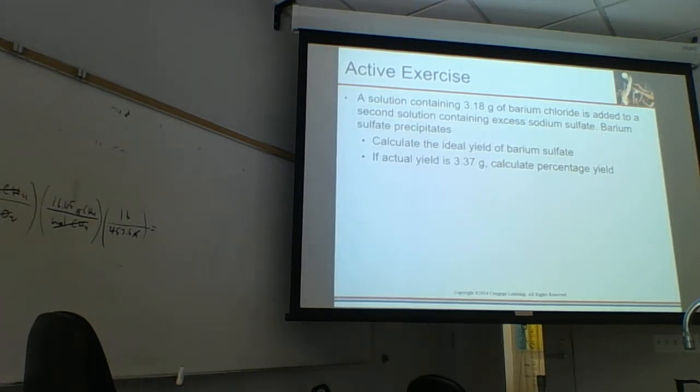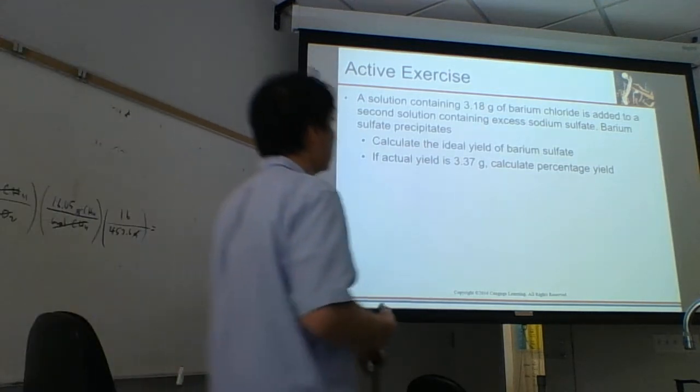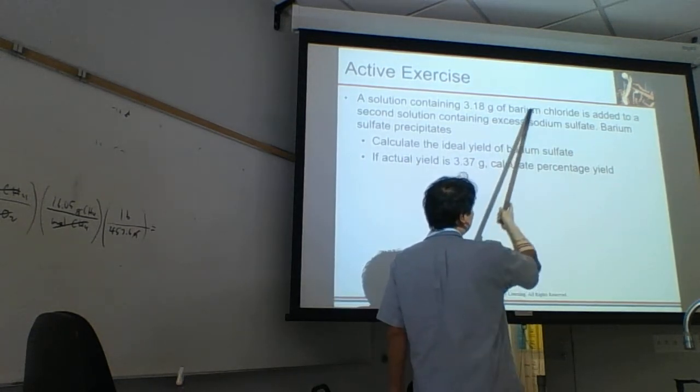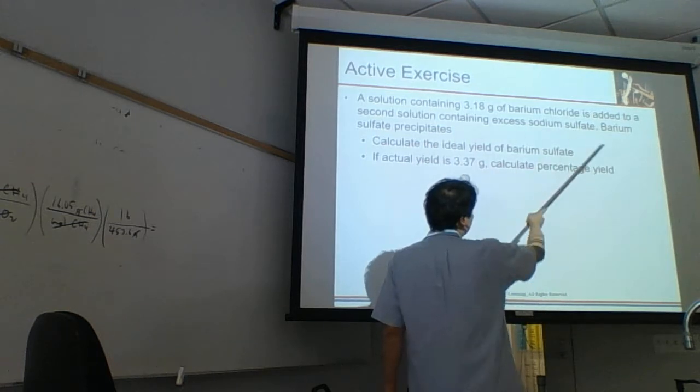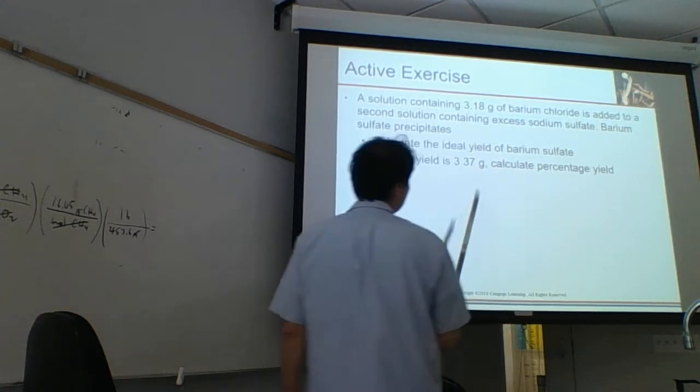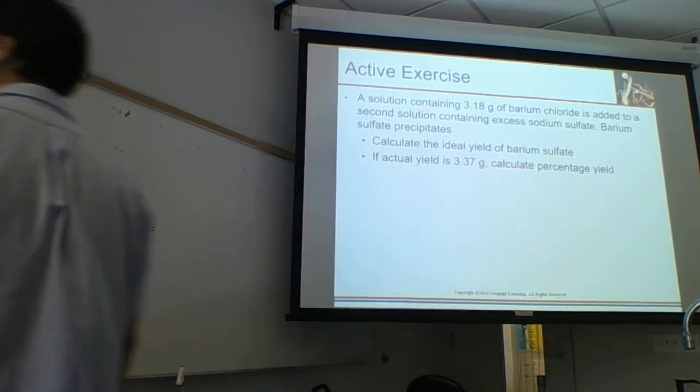So, anyway, let's take a look at this problem here. 3.18 grams of barium chloride is added to a second solution containing excess sodium sulfate. Barium sulfate precipitates. I wouldn't have given this on the test; I would have expected you to tell me what happens when these two are mixed. Our book is just telling us what happens. If the actual yield is 3.37 grams, calculate the percentage yield.